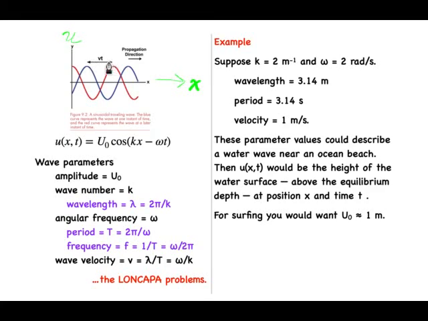So during that time, t, the wave has moved by a distance v times t, where v is called the wave velocity. Well, okay, so how is the wave velocity determined by these three parameters in the function, u0, k, and omega? Well, let's look at a number of different parameters.